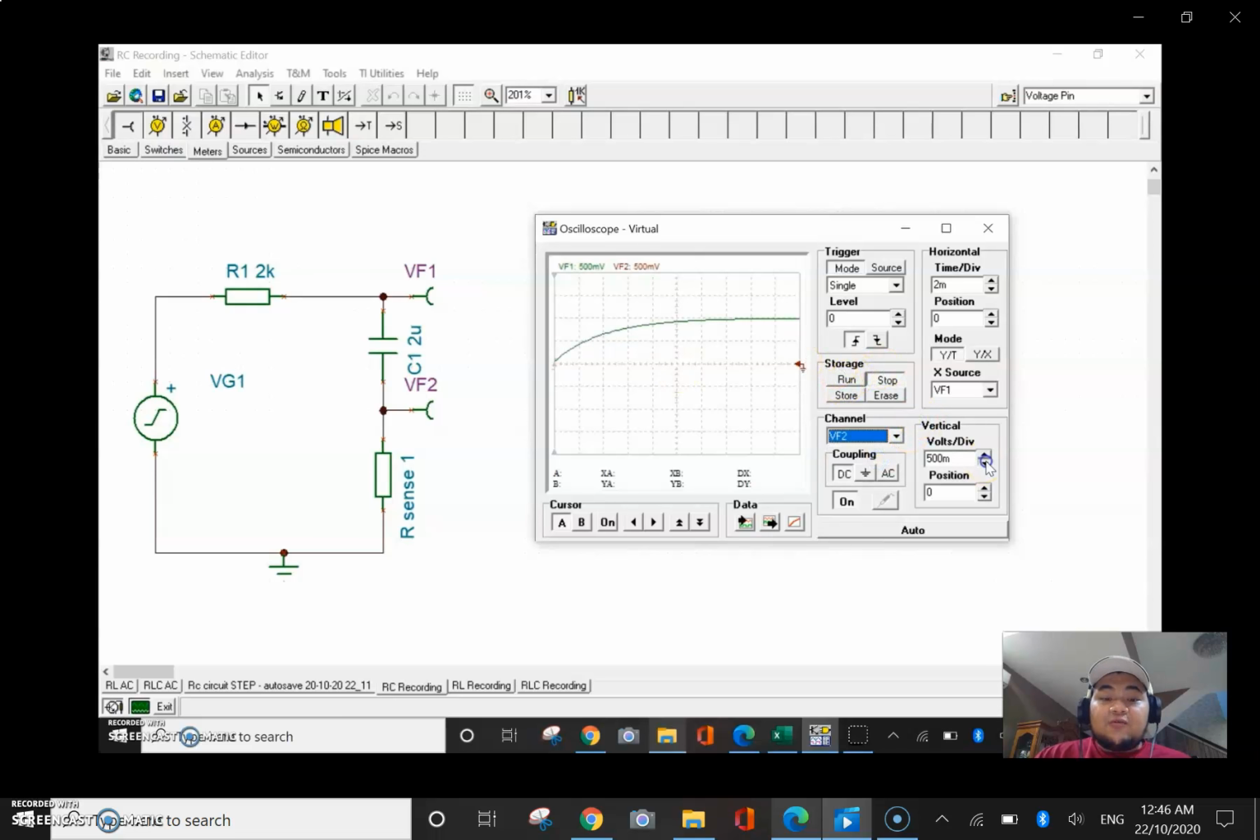Note that at VF2, which is the red one after the capacitor, the voltage decreases until it reaches a steady state. We can assume that with the decrease of voltage, the current is increasing steadily until it is steady, which shows that the capacitor is being charged by the voltage supplied.